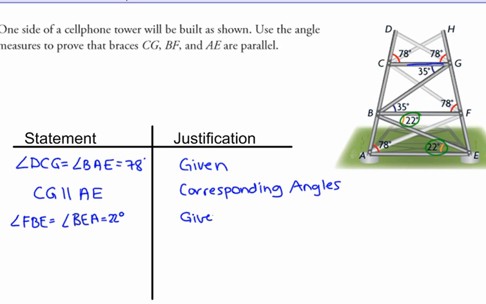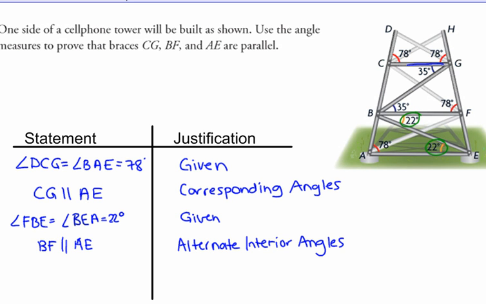They told us that. And so since those are equal to each other, we can say that BF is parallel to AE. And why? Well, because we had equal alternate interior angles. So when our alternate interior angles are equal, then the lines are parallel.